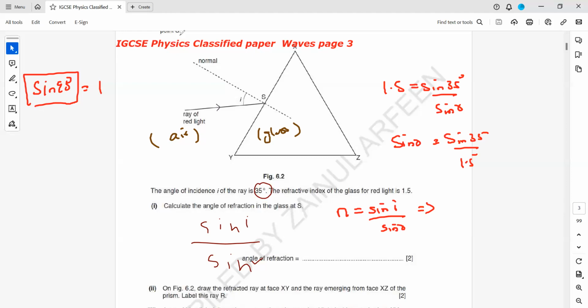So what's the value for sine 35? Sine 35 is 0.57, and divided by 1.5. Is it 57 or 37? 57, okay. So 0.57 divided by 1.5.